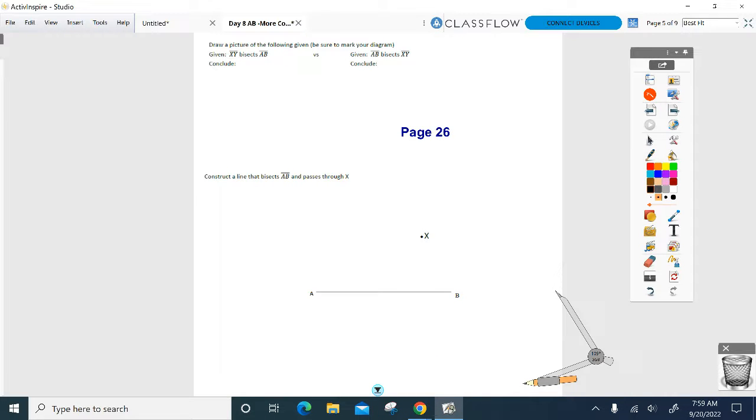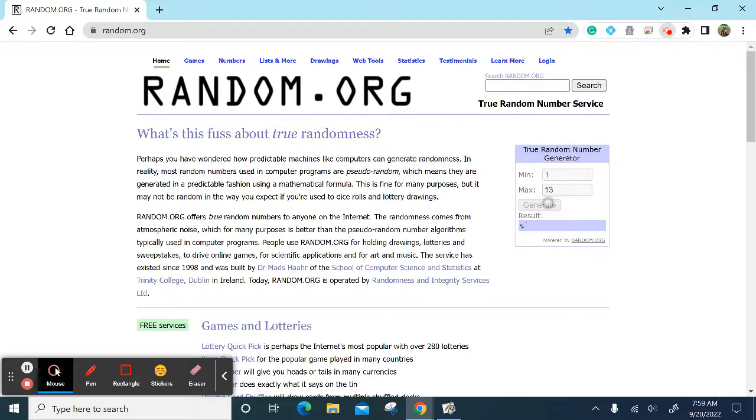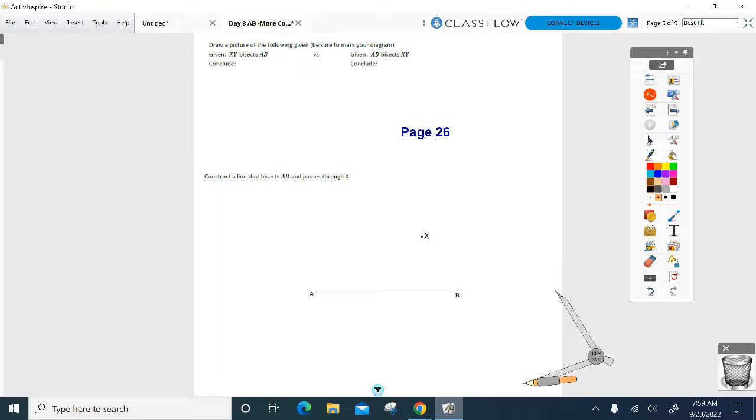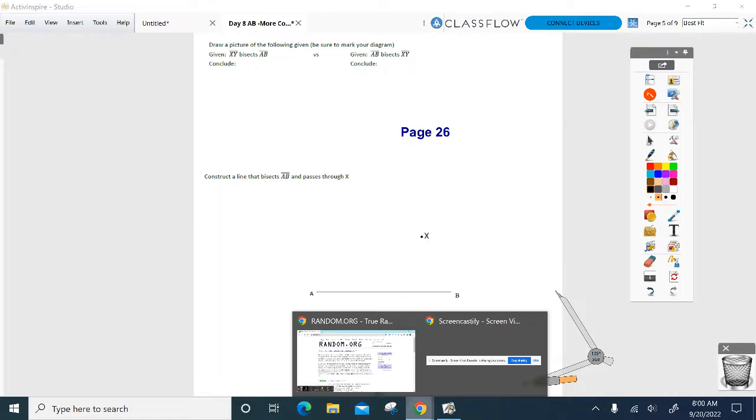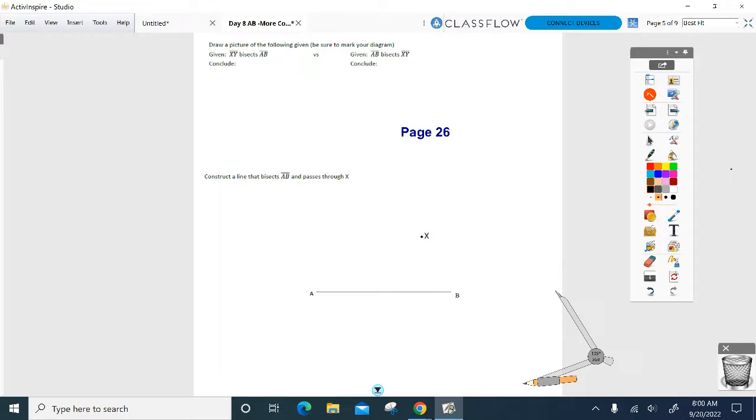Let's finish the notes. XY bisects AB. What's getting bisected? If I give you that fact right there, XY bisects AB, what's being bisected? Which line segment's being bisected? What's being bisected? XY bisects AB.